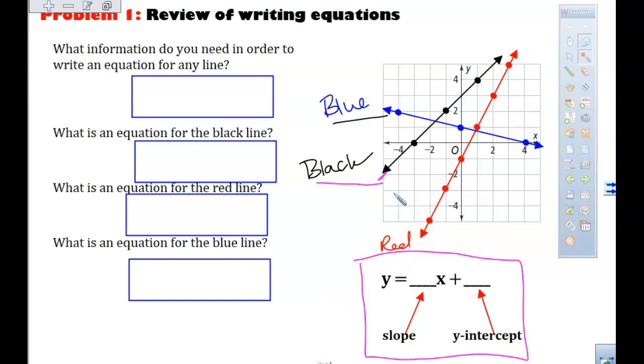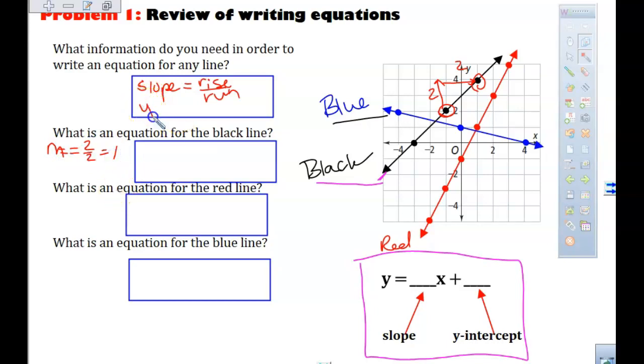Next, it says, what information do we need in order to write this equation? We need first to know the slope. When you think of slope with a graph, that is your rise over run. Since we're going to do the black line first, can we tell the rise over run from 2 points on the black line? I rise up 2, and I go over 2. So for my slope of the black line, I'm going to put m equals 2 divided by 2, which is 1.